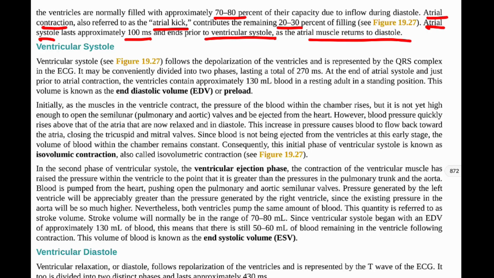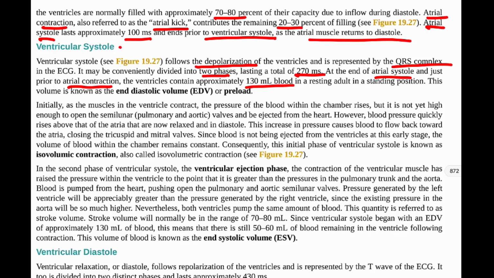So now let's take a look at ventricular systole. So it follows depolarization of the ventricles, represented by the QRS complex. It may be divided into two phases, so we're going to take a look at those. Lasts about 270 milliseconds. At the end of atrial systole, and just prior to ventricular contraction, the ventricles contain about 130 milliliters of blood in a resting adult in a standing position.